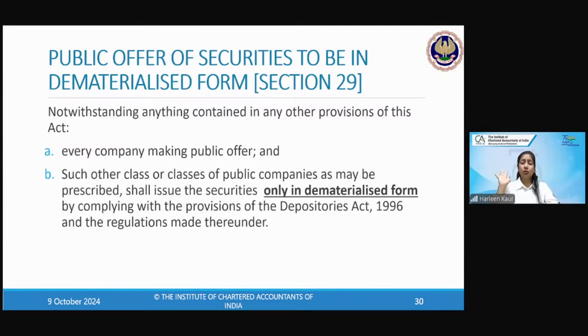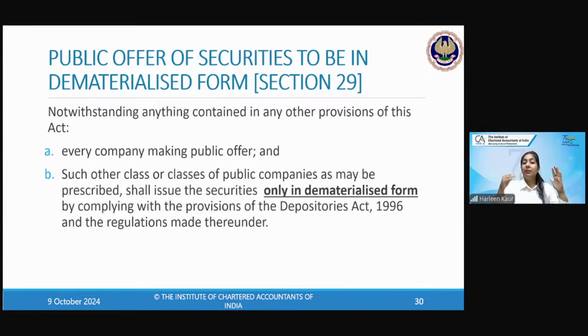Now you simply have to listen to a story. First, there is a private company. A private company can issue securities in physical form or demat form. There is no problem. But when we talk about a public company, I told you, a listed public company listing its securities has to be in demat form. It has to comply with all the regulations of SEBI. Dematerialized form means online form, as opposed to physical form.